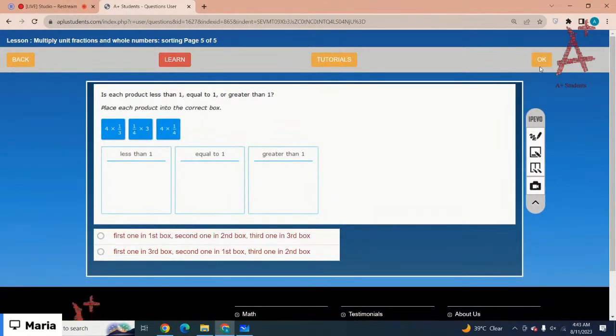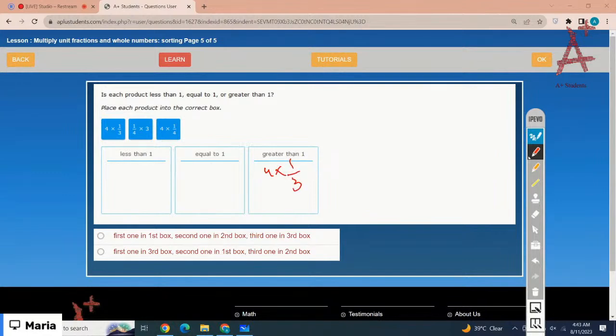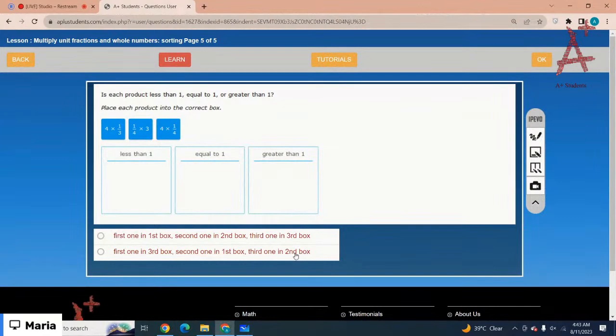Okay, is each product less than 1, equal to 1, or greater than 1? So first one is 4 times 1 by 3, that is greater than 1 because numerator is greater than denominator. Then you have 3 times 1 by 4, it is less than 1 because 3 over 4, 3 is less than 4. Then you have 4 times 1 over 4, that makes just 1. So option number 2 is the correct option. You can see the first one in the third box, the second one in the first box, and third one in the second. So option number 2 is the correct option, right?